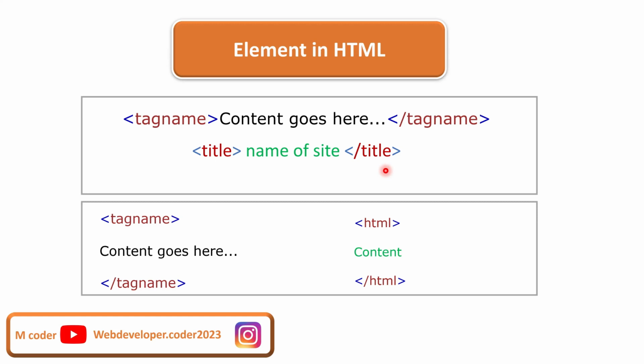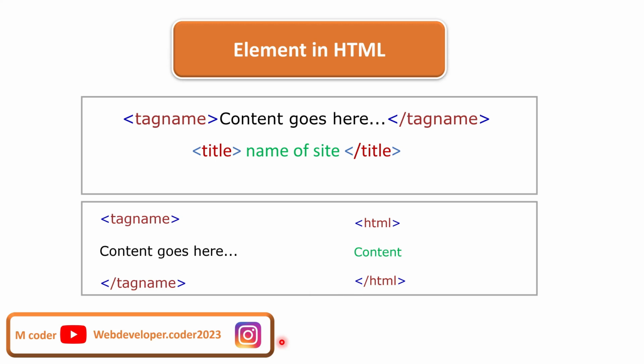The element can be written in one line like this, or in three lines like this. The first line is the open tag, the next line is the content, and the last line is the closing tag. See the example: HTML, open tag of HTML, content, and the closing tag of HTML.